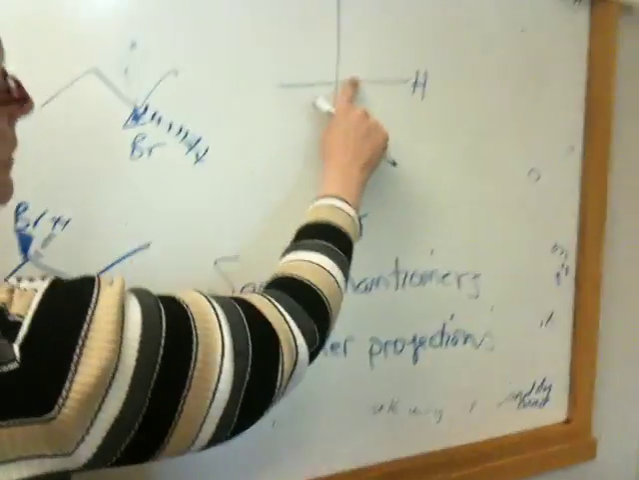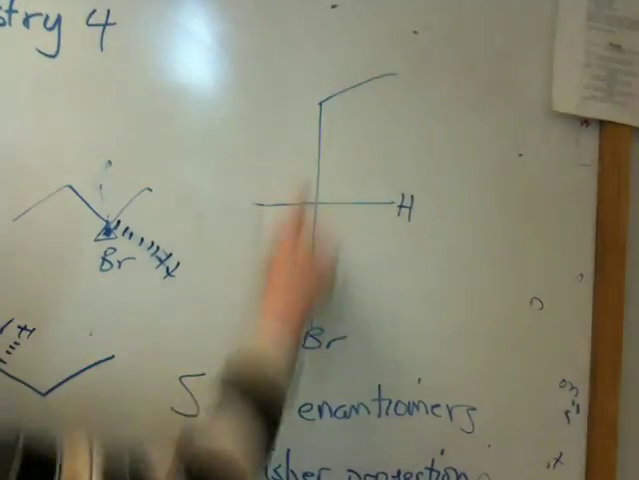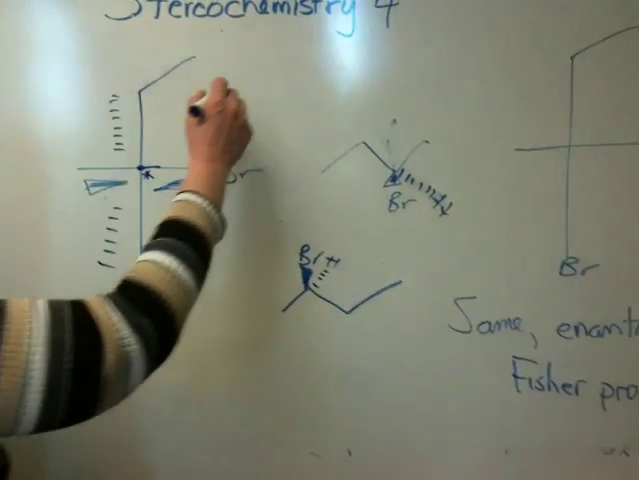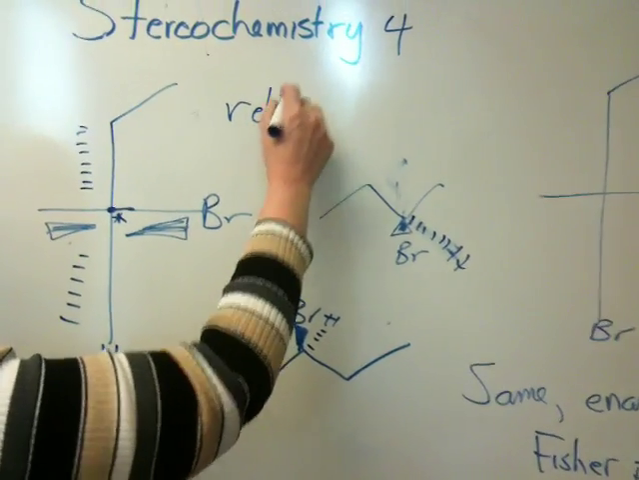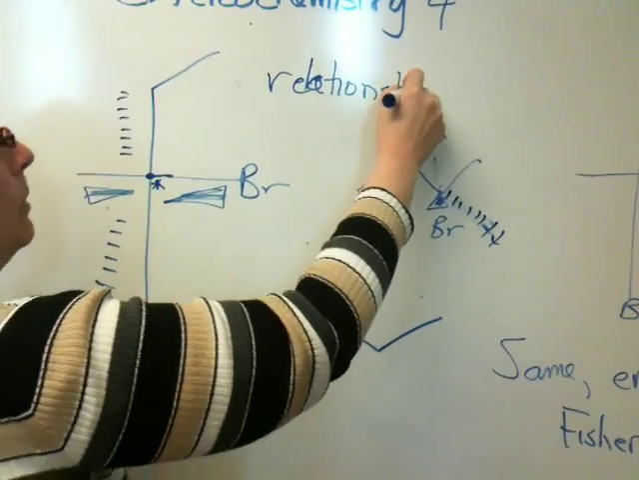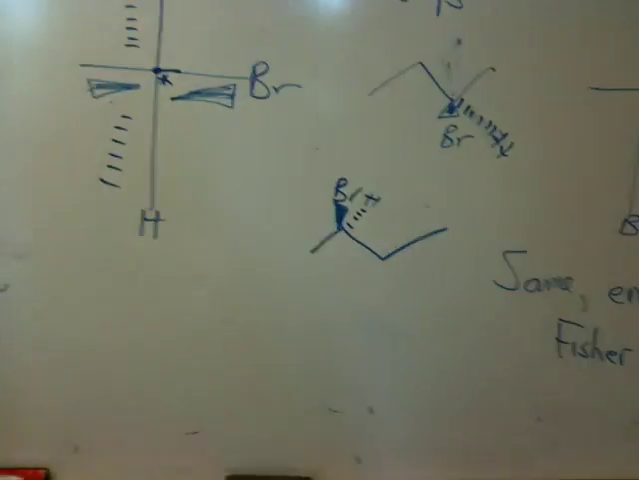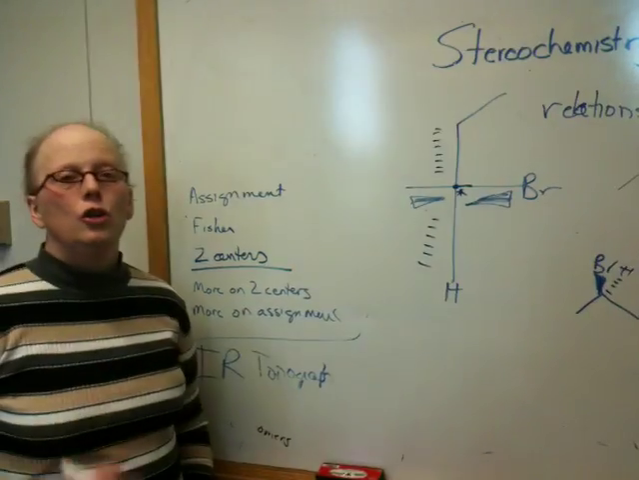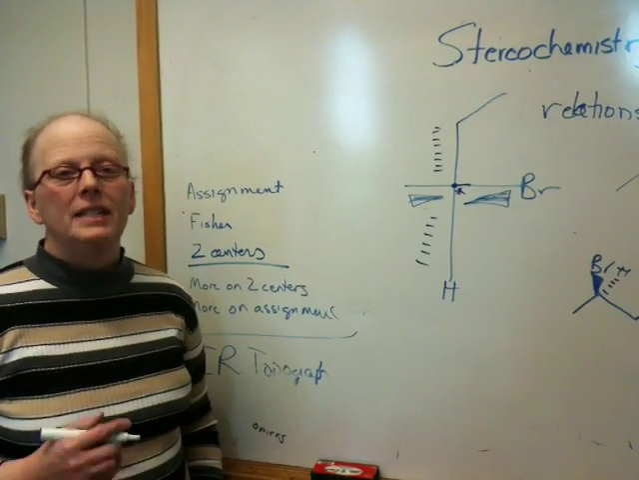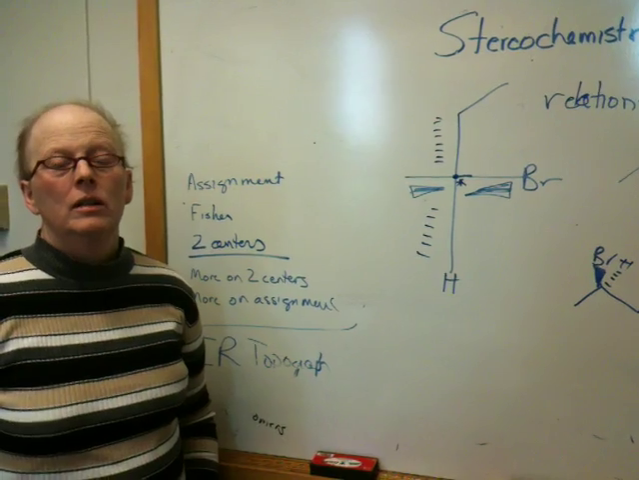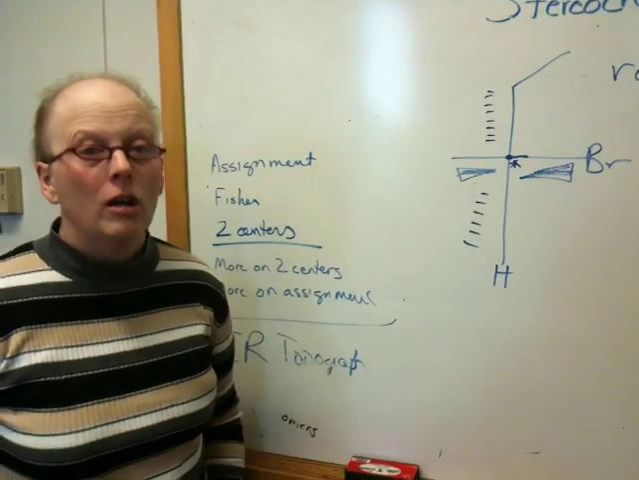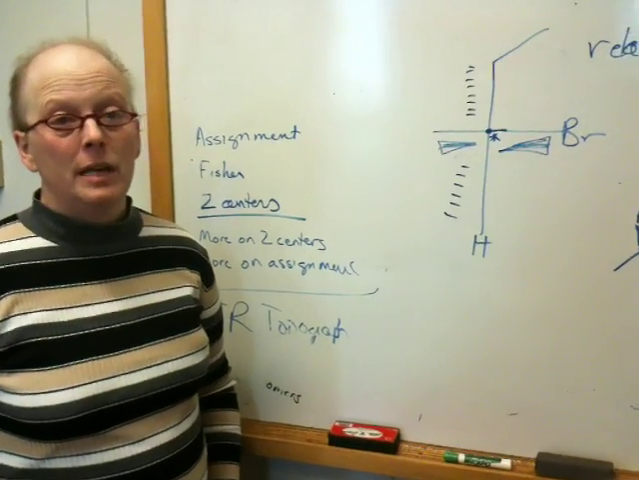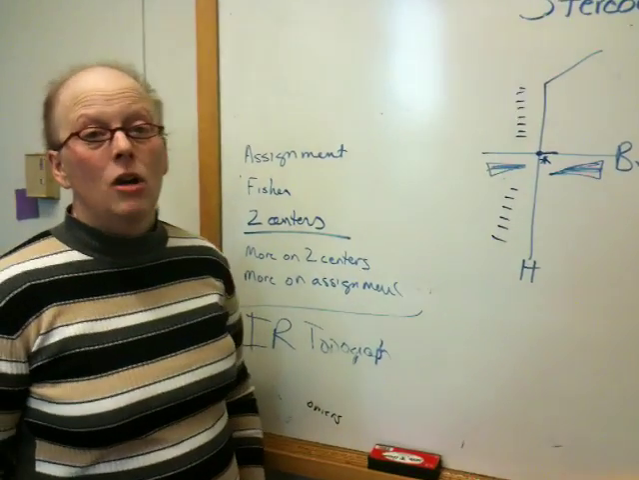This is another Fischer. Again, these are wedges. These are hashes. So how do we deal with this? If we want to figure out the relationships here, what is the relationship between these molecules? We want to start using Fischers. What we have to do is assign them, because assignment is going to be your tool to everything. Assignment defines the stereochemistry. The only molecules that are the same as R are R molecules. The only molecules that are the same as S are S molecules that have the same connectivity. But if you get an S and an R, they're enantiomers.